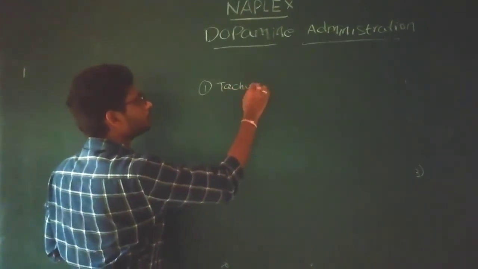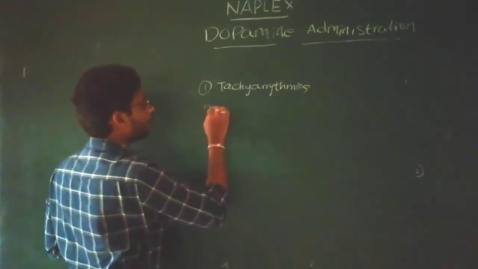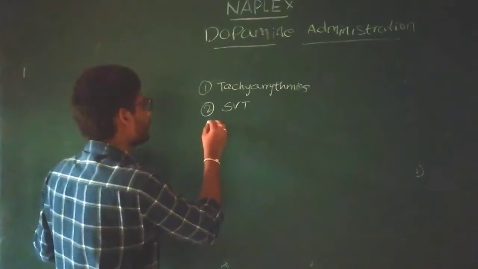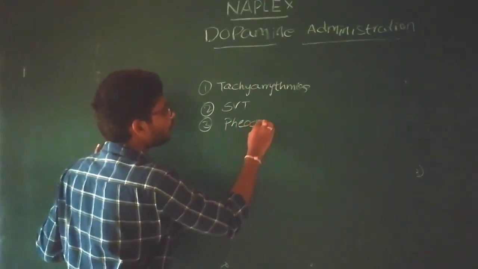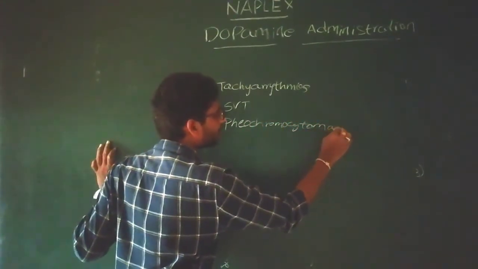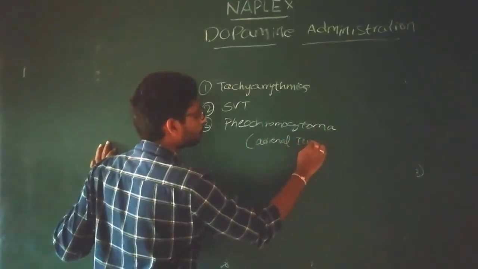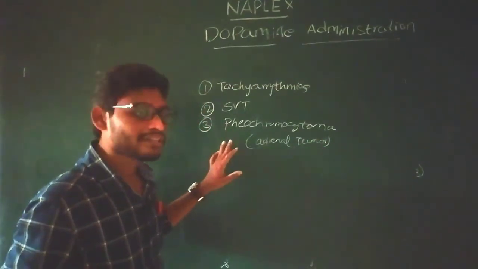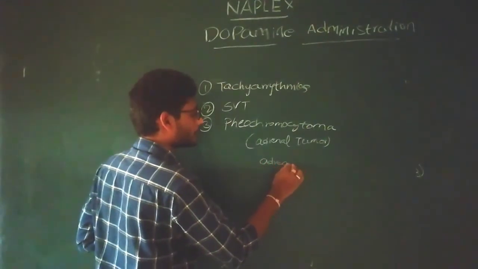The administration of dopamine is contraindicated in the case of tachyarrhythmias, and in the case of supraventricular tachycardias. And in another case, pheochromocytoma, which is nothing but an adrenal tumor. In this case we see more and more synthesis of adrenaline and noradrenaline.